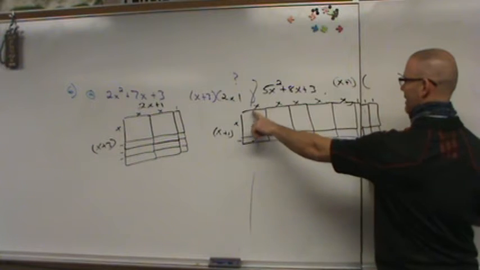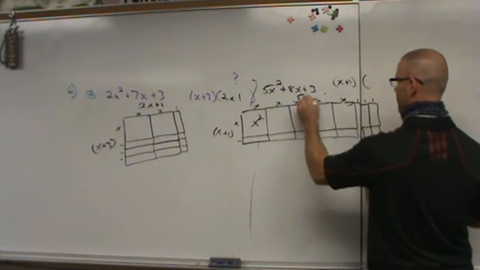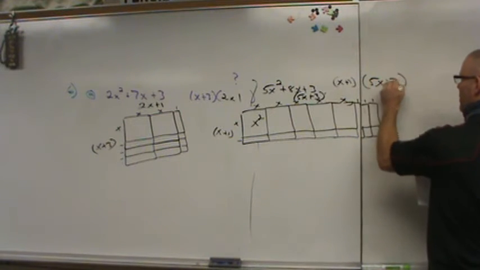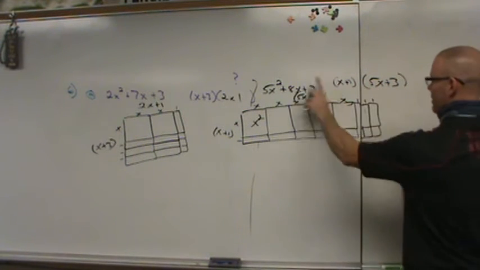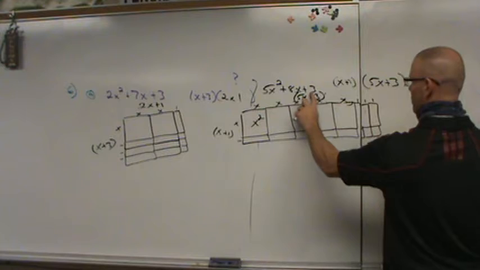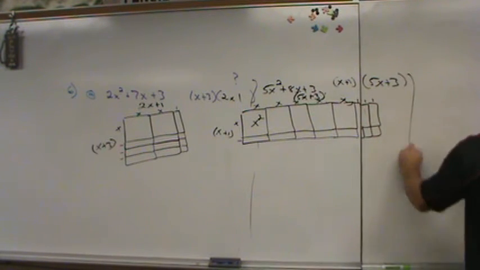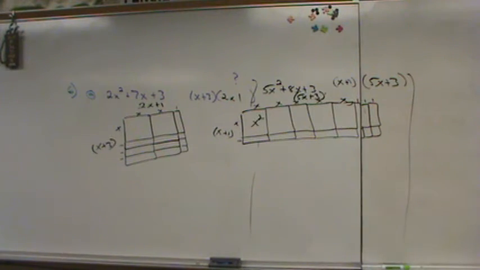So what's my other side? 5x plus 3. Double check your work. x times 5x is 5x squared. 1 times 3 is 3. So 5 plus 3 is 8. Works out.